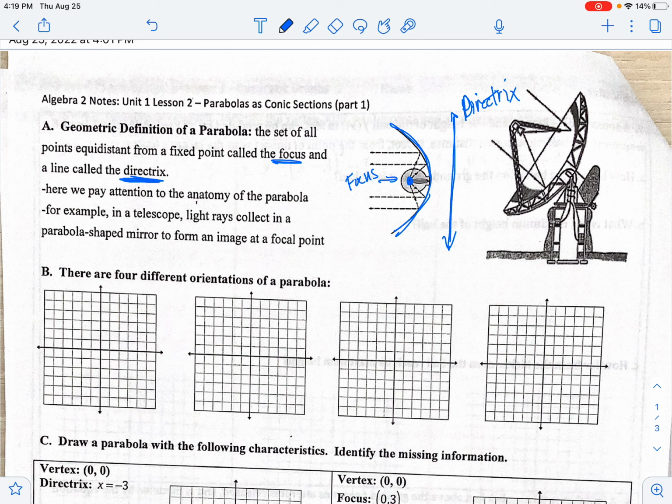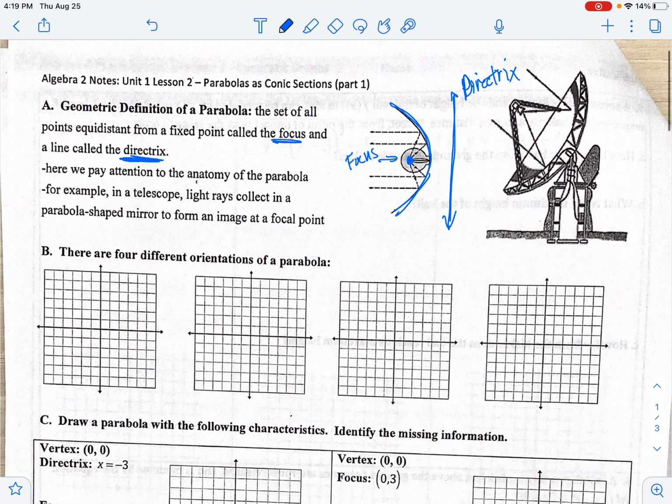You can have a vertical directrix or a horizontal directrix, but that'll tell you if your parabola is going to go sideways or up and down. Just like I was saying right before this, there are 4 orientations: up and down like we've been used to, and 2 other directions, left and right. We're really familiar, hopefully by now, with the up and down orientations, but we're going to talk about the ones that go left and right as well.